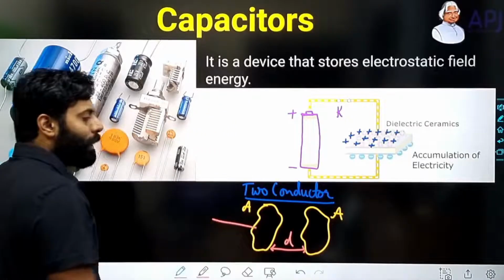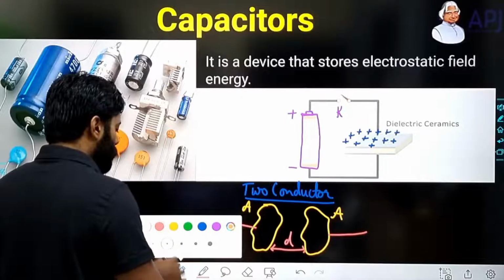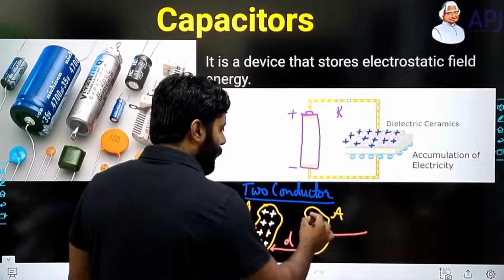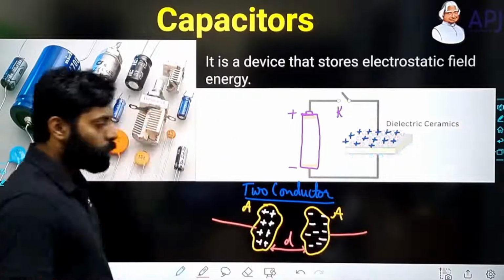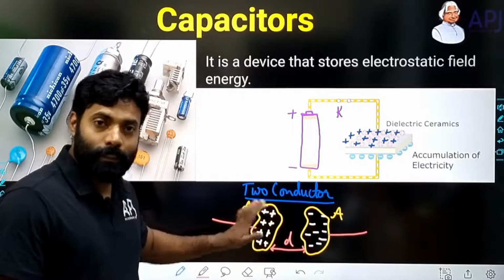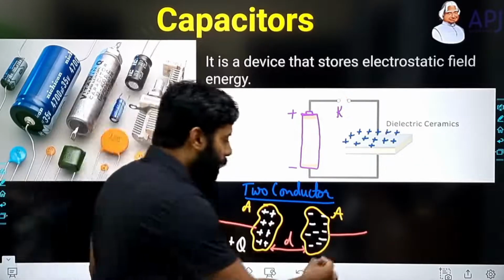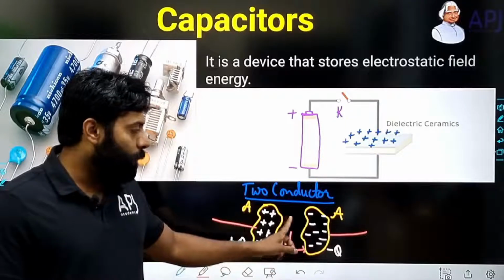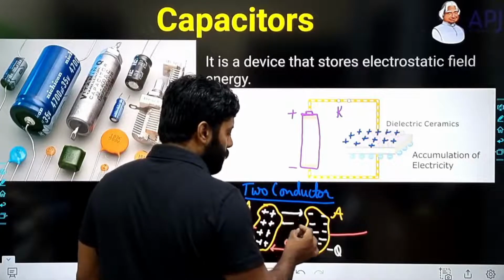Now, if we connect any of these plates with the battery or with any charge, and if I assume that positive charge comes here, the negative charge due to induction 100% will come on this, because both of these are conductors, right? So now this plate is having charge positive Q, and this plate is having minus Q, right?